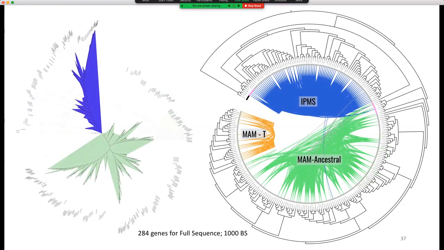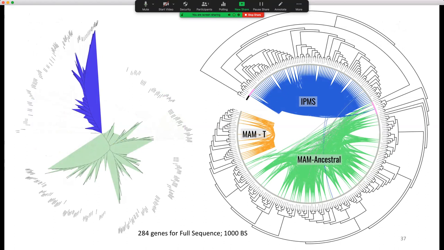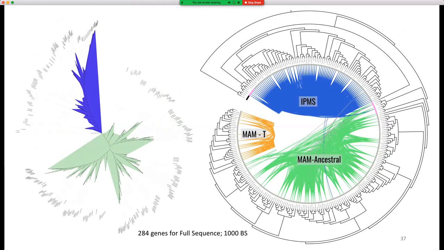So when doing our phylogeny, we do see two distinct groups, one for IPMS and one for all MAM, so that's good. So MAM has a single origin, which is what we expect at beta. And then we see three distinct clusters. So one for IPMS, one for MAM, and one novel cluster that we're calling MAM transposed.